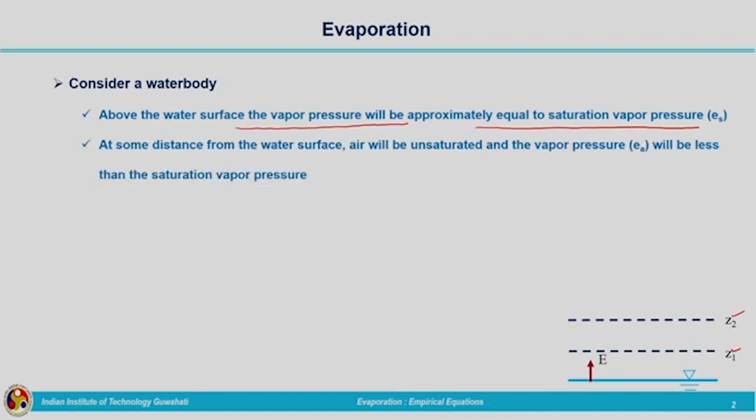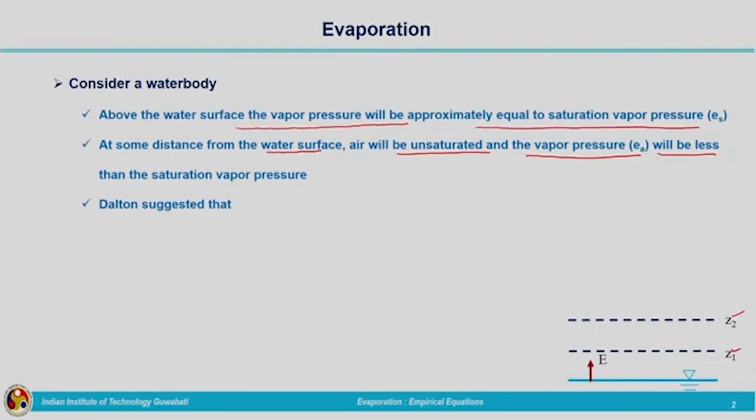Now, at some distance from the water surface, at the layer Z2, the air will be unsaturated, and the vapor pressure will be the vapor pressure corresponding to the temperature present at that time, which will be less than the saturation vapor pressure. That is denoted by EA. EA will always be less than ES, which is the saturation vapor pressure. Here we can make use of the saturation vapor pressure curve, or by using the expression we can calculate the saturation vapor pressure from the known temperature.